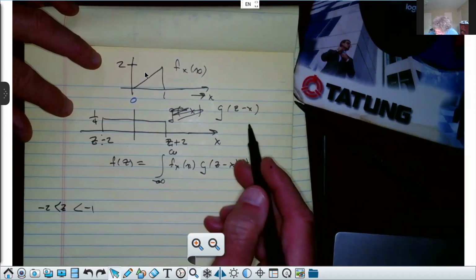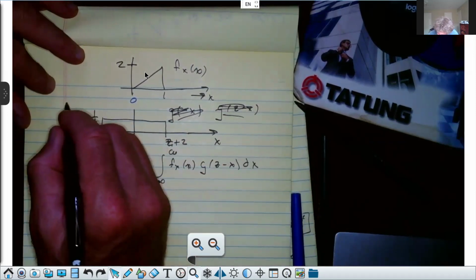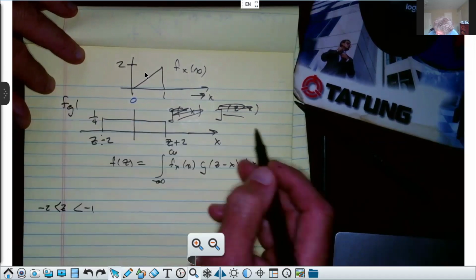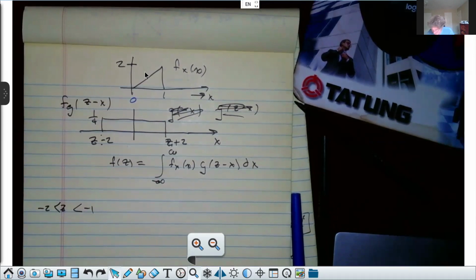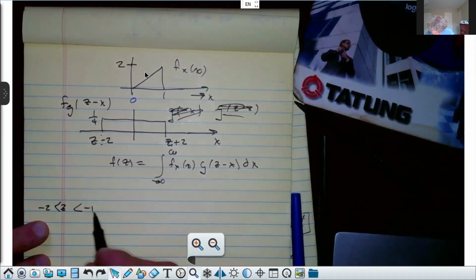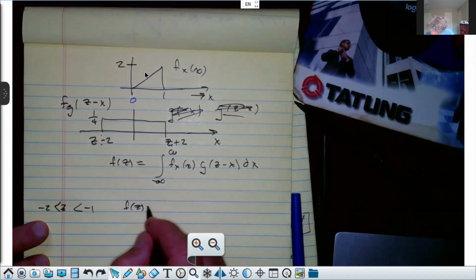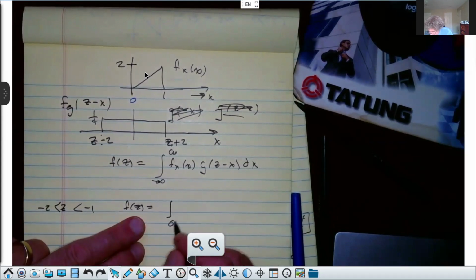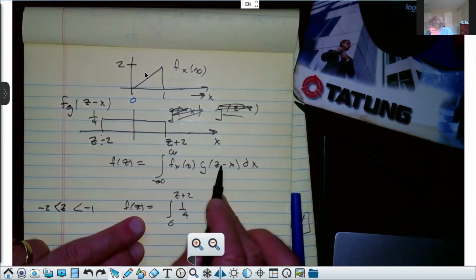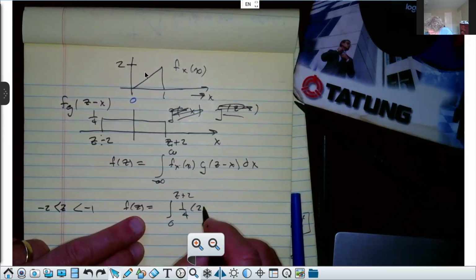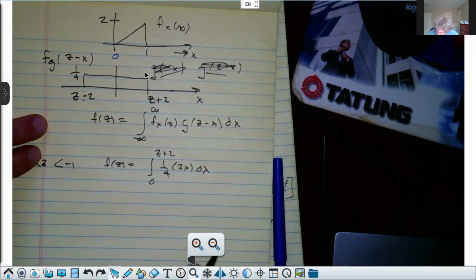Because this is, I should say, f of g of z minus x. It's the density function for g. That's what I should have said. So when I look at this part of the integral, f of z for this part would be equal to just the integration from 0 to the upper limit, z plus 2, of, and now I've got to take this 1/4 and multiply, that's this function, by f of x. Well, f of x is just simply 2x, right? dx, with me?